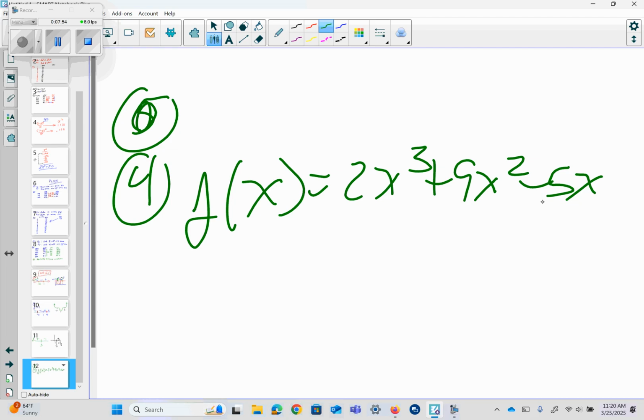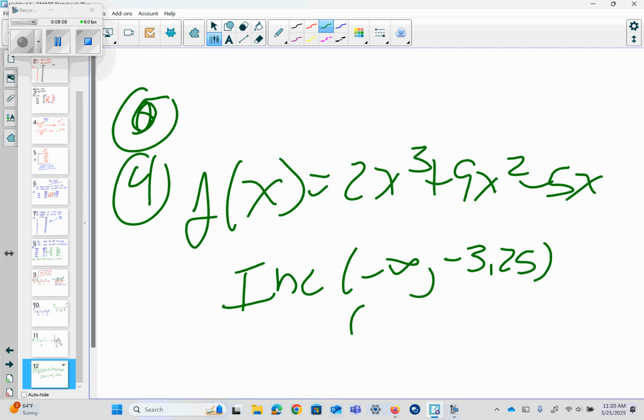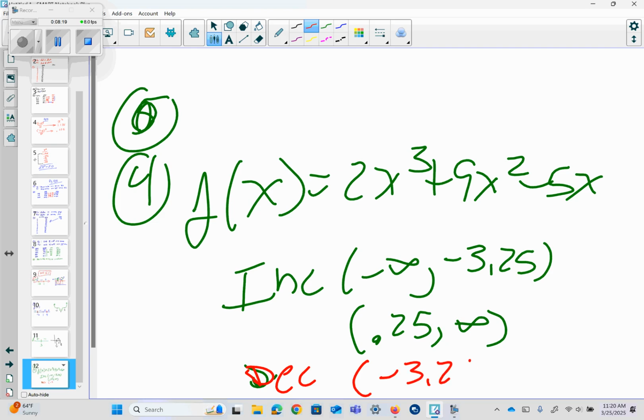and I imagine there's a way this would have factored out, but I'm not worried about factoring because we have Desmos. So it is increasing from -infinity to roughly -3.25. It's also increasing from roughly 0.25 to infinity. And then it's decreasing in between those two, -3.25 to roughly 0.25. And again, it's fine if we're using the estimates, being we have Desmos as our fun thing.